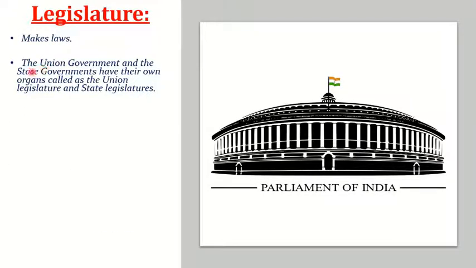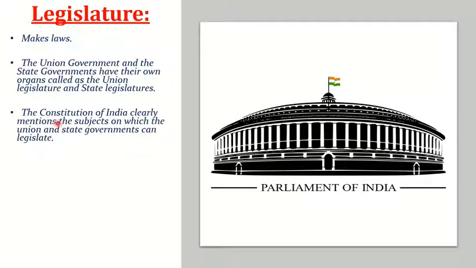The second, the union government and the state government have their own organs called the union legislature and the state legislature. The Constitution of India clearly mentions the subjects on which the union and the state governments can legislate. The subjects on which the union government can legislate are known as the union list, while with the state it is known as the state list. The union list consists of currency and defense, while the state list consists of agriculture and health.